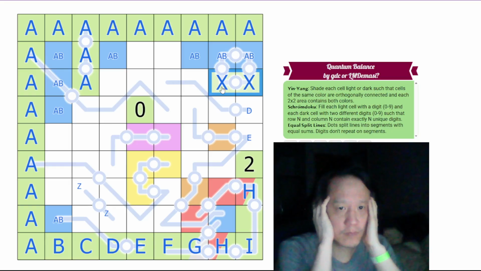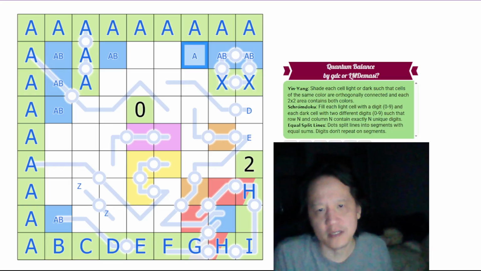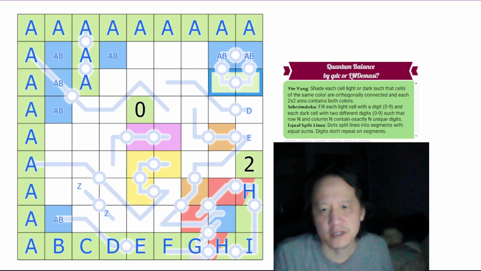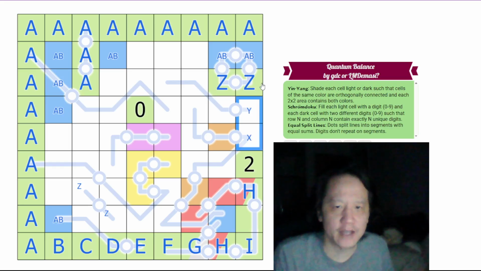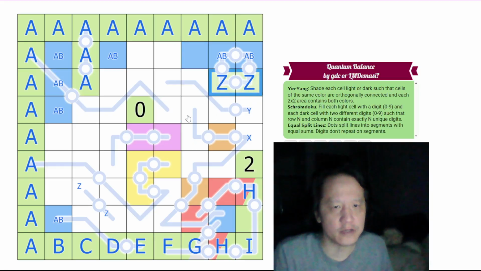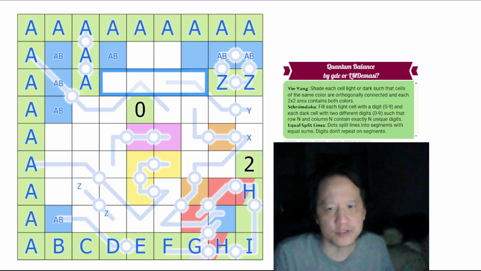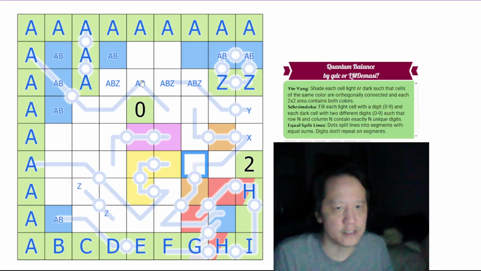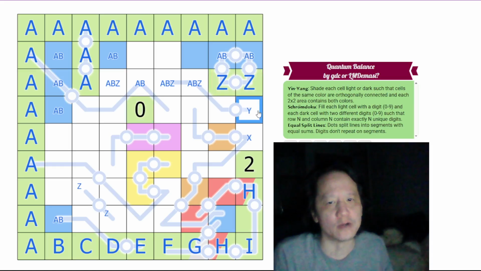Or I guess we can make this Z. Let's start with Z then. Z and then Y, then X. So it has to be added somewhere here. AB, AB, Z, this has to be blue. So technically it could be like that. Then this becomes AB or Z. This cannot contain Z, so it could be AB. So Z, so that would force 0 to be the fourth one here. So this would not be Y. These would all be green.